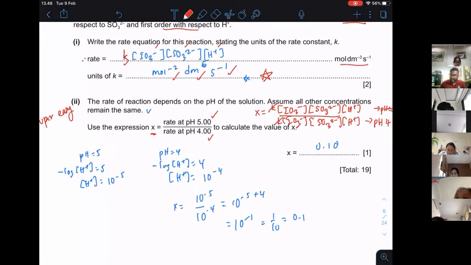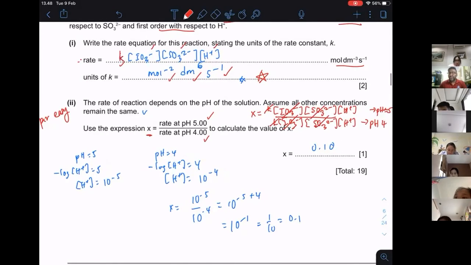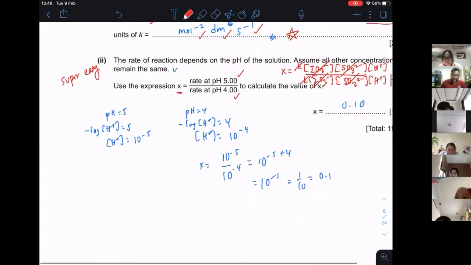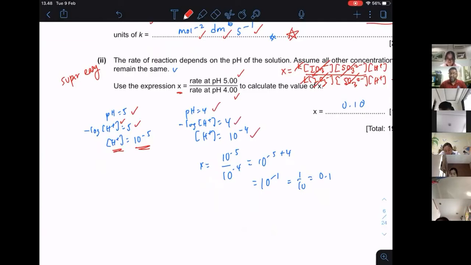You can cancel this concentration. They say all the other concentrations are the same, so cancel over here. The only thing that will stay is the concentration of H plus. So you can calculate the concentration of H plus, because pH is 5. Negative log H plus equals 5. What is H plus? 10 to the power of negative 5. And then pH 4, negative log H plus is 4. So this is going to be the thing.